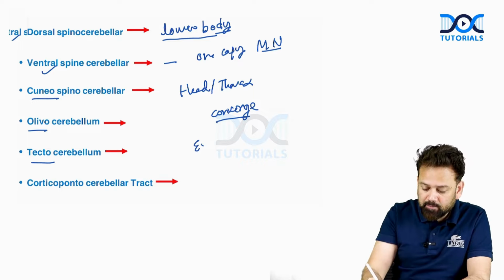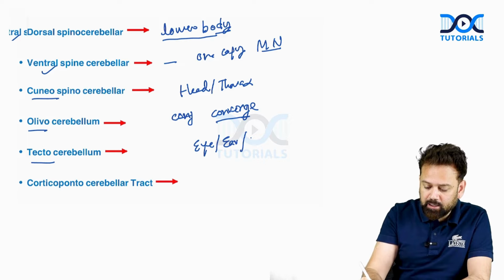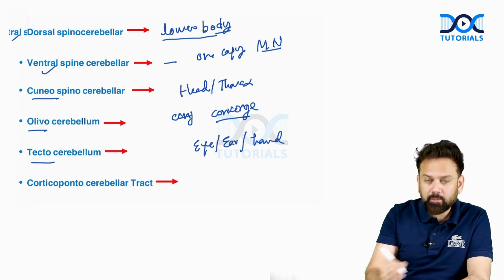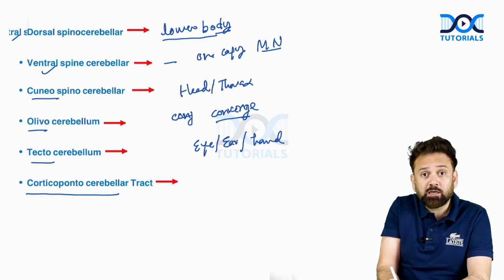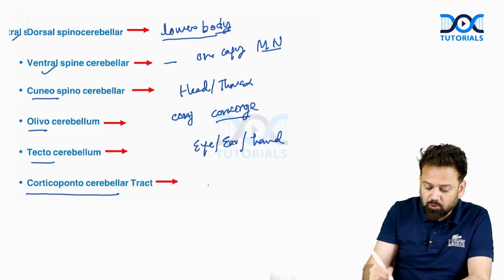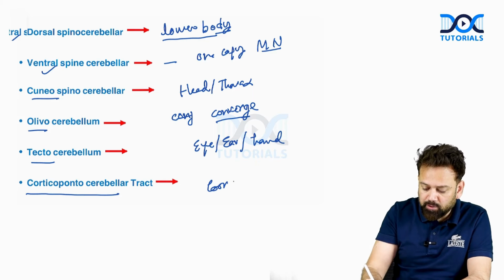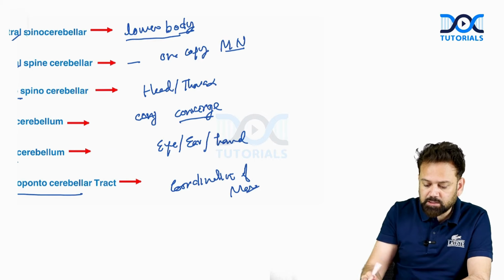Tectocerebellum: right now you are seeing me, you are listening to me, and you are writing. So eye, ear, and hand coordination. Corticopontocerebellar is the longest tract, and this is for coordination of movement. Whatever movement we are coordinating, it is because of this pathway.